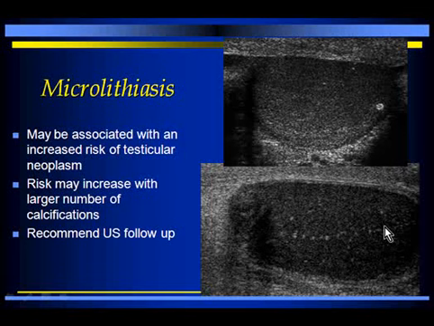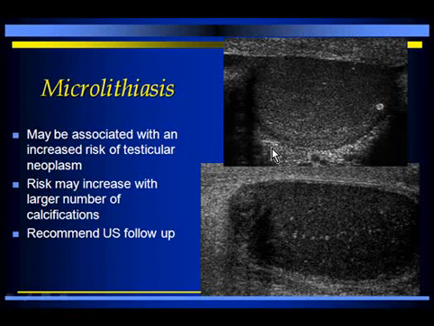These tiny little echogenic areas are called microliths, or small stones. There may be an association of testicular cancer, specifically seminoma, with microlithiasis. It's a rather controversial topic. The risk may increase with a larger number of calcifications. In general, when there's more than 5 of these little calcifications, we call that classical microlithiasis, and we usually tend to ask for a follow-up ultrasound.